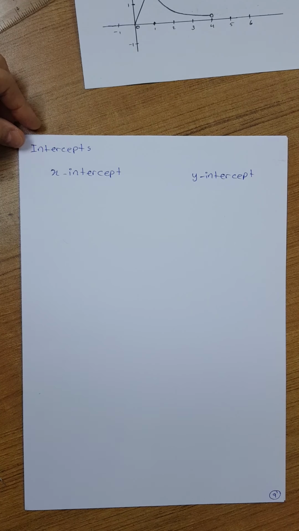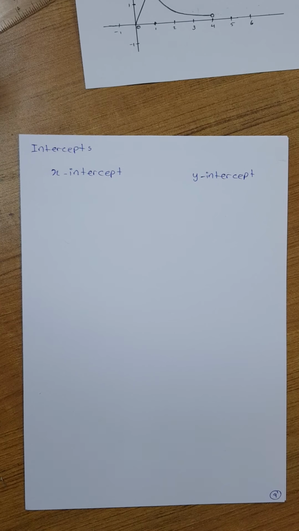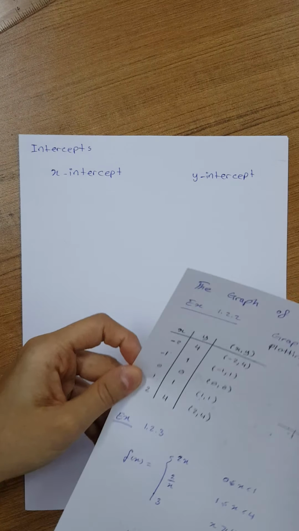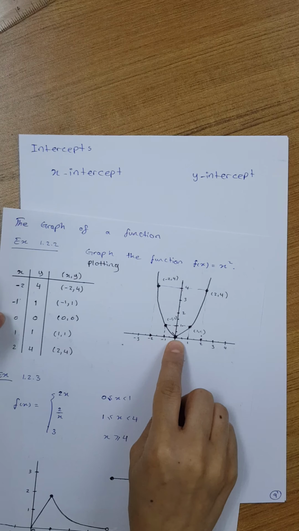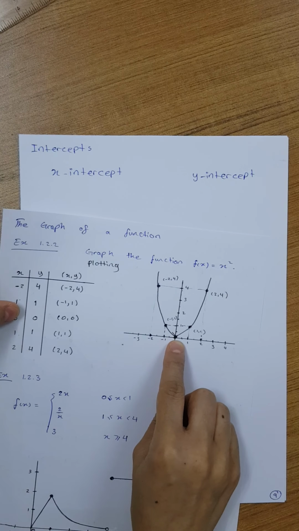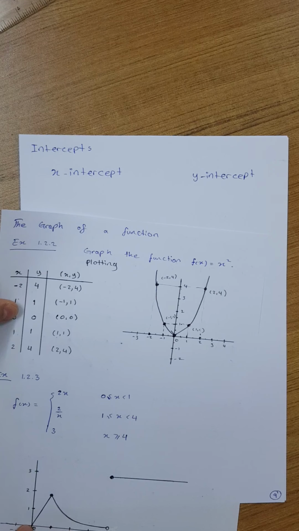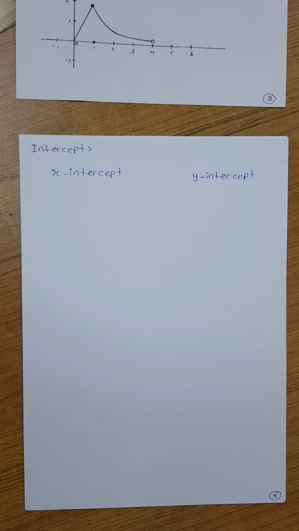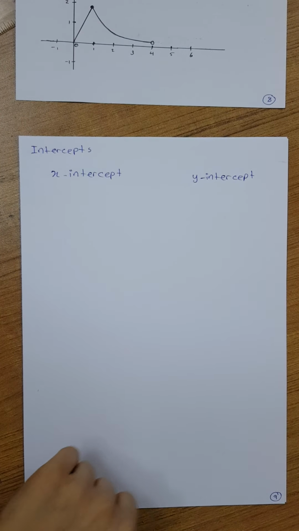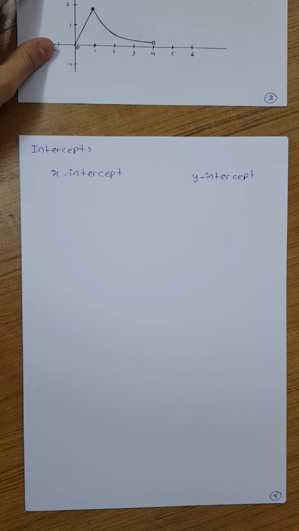Now we are coming to the intercepts of graphs of functions. When we are sketching the graphs of functions, the graph of the function may intersect the x-axis or y-axis or both of them. If you look at this one, it is intersecting the x and y-axis at 0. If you look at this function, it is intersecting the x-axis and y-axis at 0. There are no other intersection points. But the graphs of the functions that we have got may intersect the x-axis, y-axis, or both of them. How do we find these intersection points?